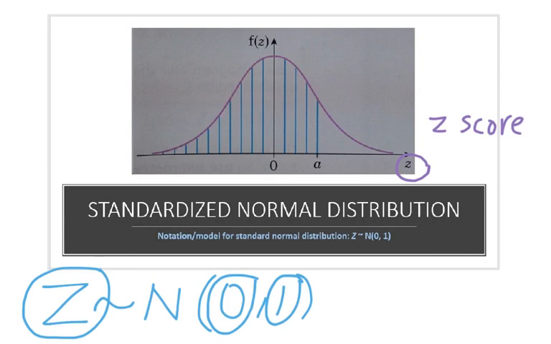To calculate the probability using the standardized normal distribution, we use the table of the standardized normal distribution, which I'm going to call SND. It is provided in the formula booklet; later I will show you. This table always gives the probability for a positive z score, and the probability is always less than the z score.